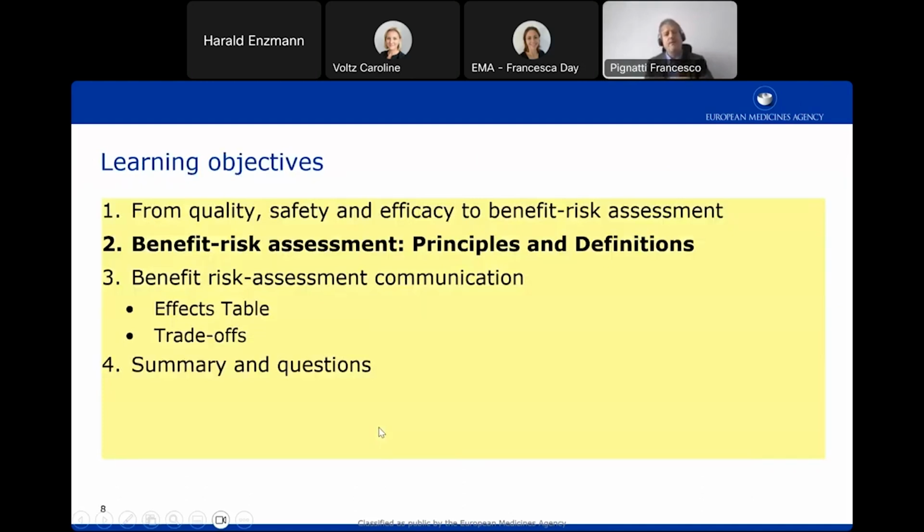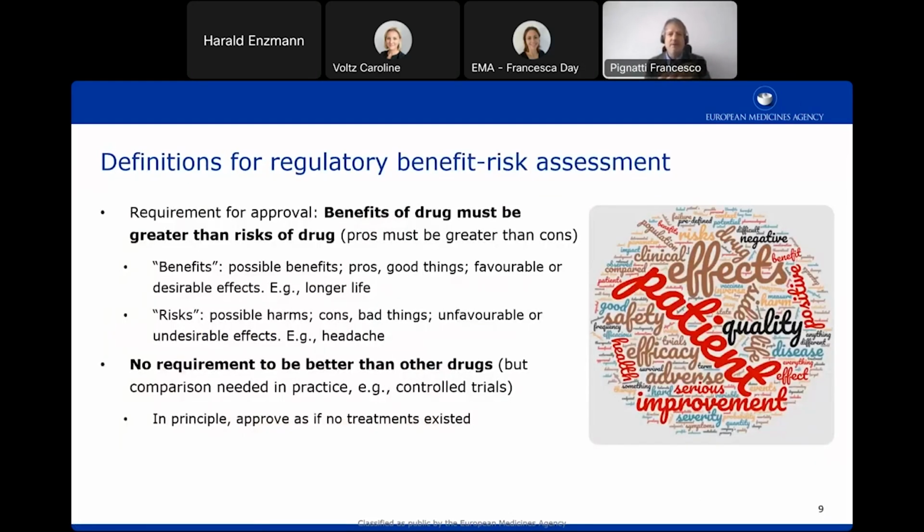We move now to the second part of the presentation, which is more conceptual. So bear with us for some more theoretical concepts, because well, we are used to talking about benefits and risks in kind of vernacular language of every day. We talk about pros and cons of decisions, or good things or bad things, favorable effects, undesirable effects, and so on. And really, the legislation does not help us a lot in being more formal about these definitions. It's kind of in the eye of the beholder, what is a benefit, what is a risk.